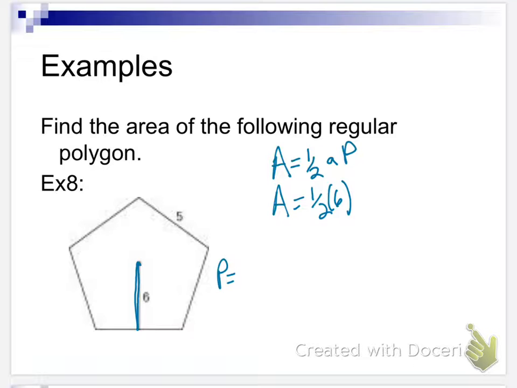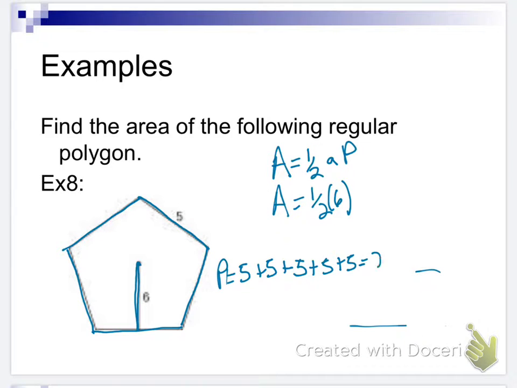Remember, perimeter is the amount of fencing it requires. So we have a 5 plus 5 plus 5. It says it's regular, so remember that means all the side lengths are congruent and all the angles are congruent, plus 5, and then the last one's going to be 5. And we see that makes 25. So 25, half of 6 is 3. 3 times 25, if you have 3 times 25, it's 75. And we don't know what it is, so it'd be units squared.